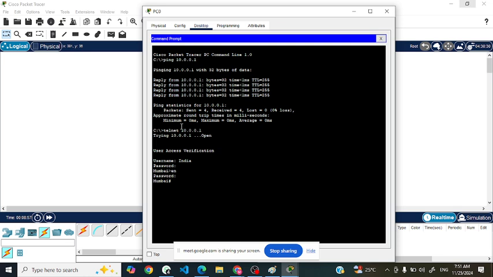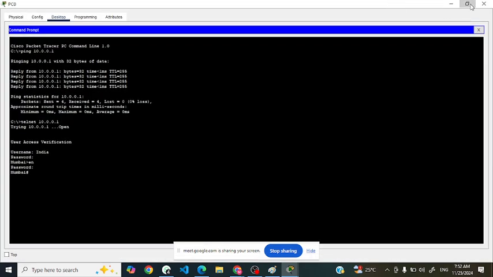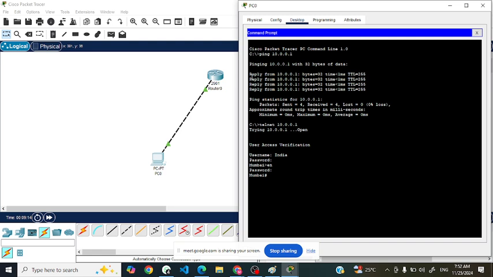Now is it clear for everyone? We are able to remotely access the router from this PC. I can make changes in the router's configuration and I can access all the configurations of this router. So let me show you.